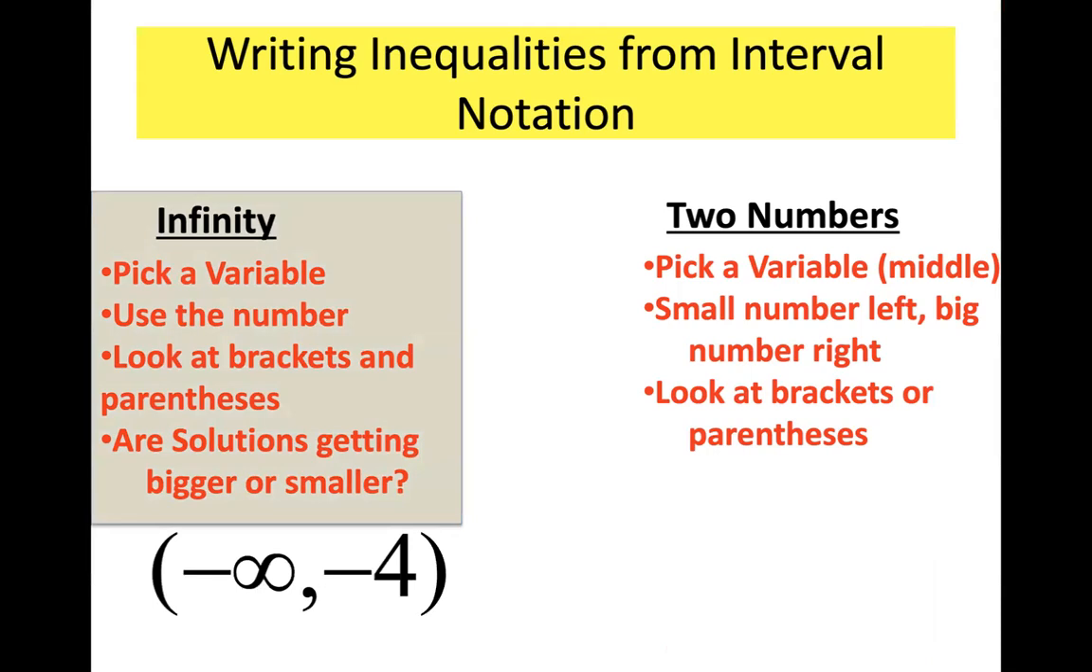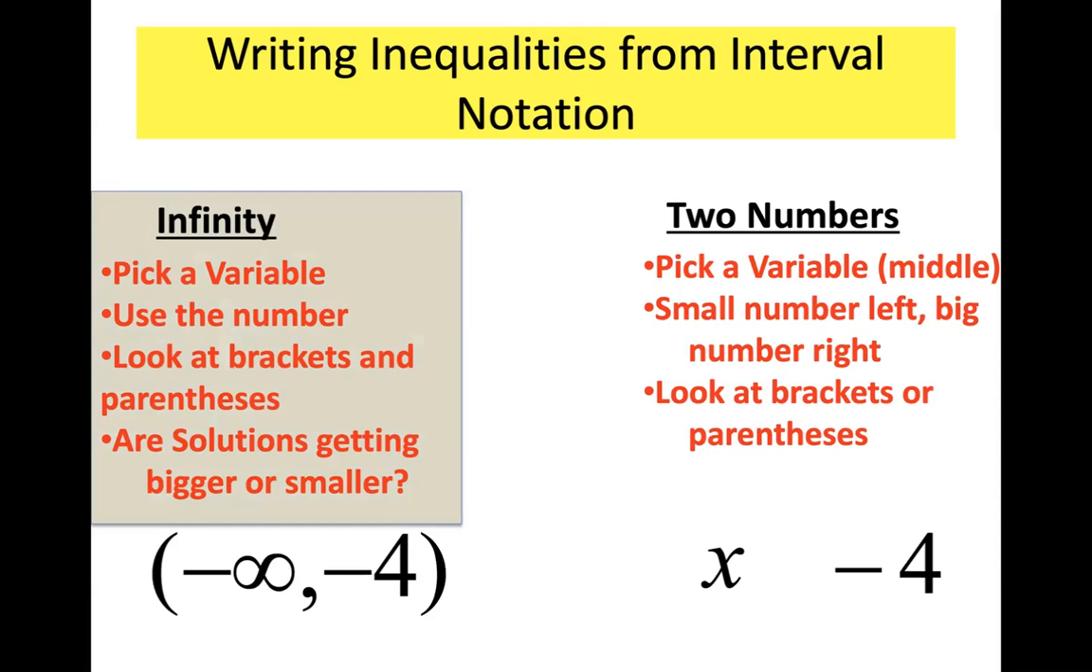All right, so pick a letter, pick the number. Well, there's only one number there because the other one's infinity. And then it says, look at the brackets or parentheses. Well, I got a parentheses around -4. Infinity always gets a parentheses. So that means I'm not going to include -4. That means I'm not going to have a line underneath my less than or greater than symbol.